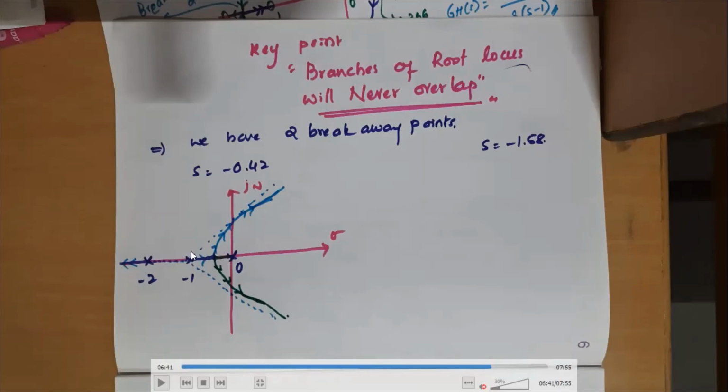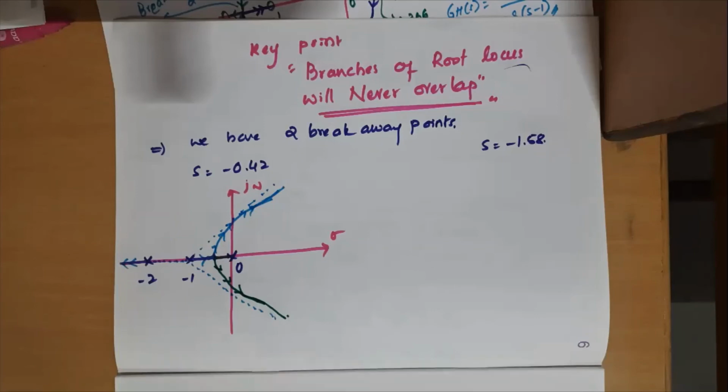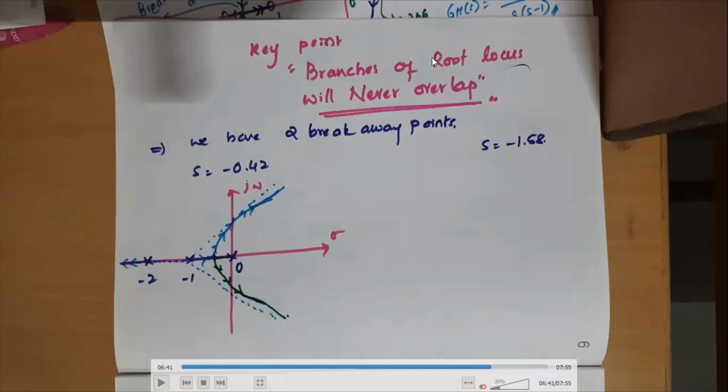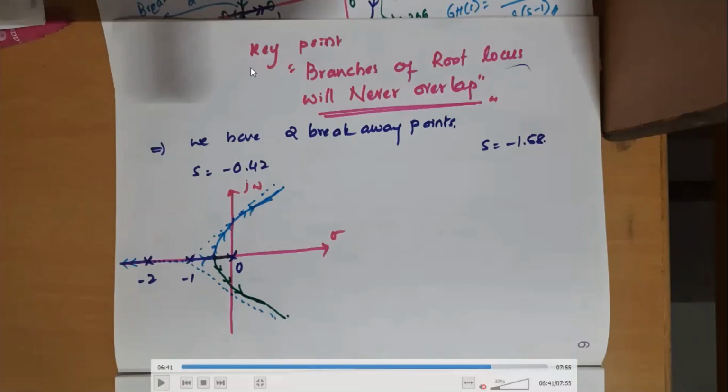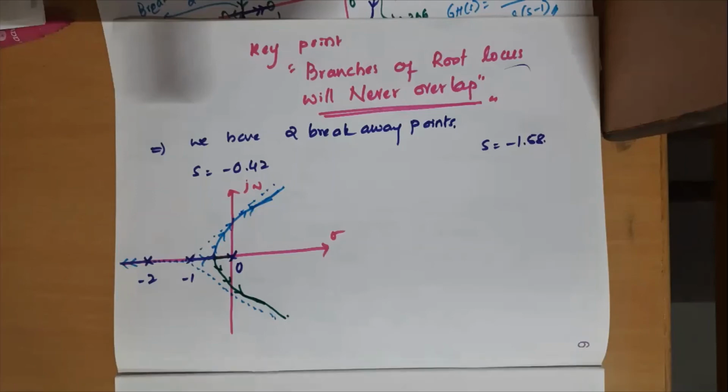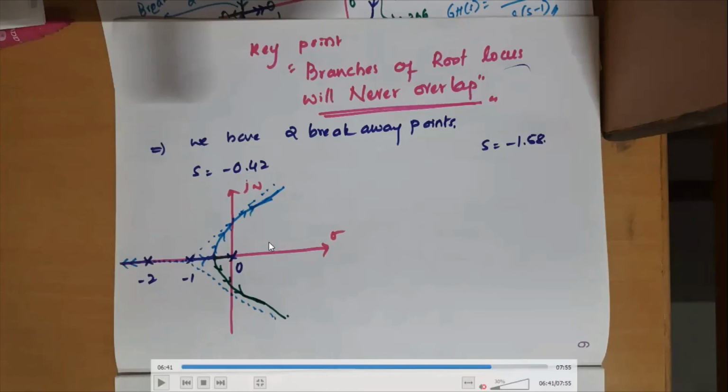This branch is moving parallel to this asymptote, this branch is moving parallel to this asymptote, and this one is parallel to the third asymptote. Another key point I forgot to write here is that the root locus is always symmetrical to the real axis. So please add this point later. With this possibility, there is no overlap of branches of root locus. So this breakaway is actually not an overlap.